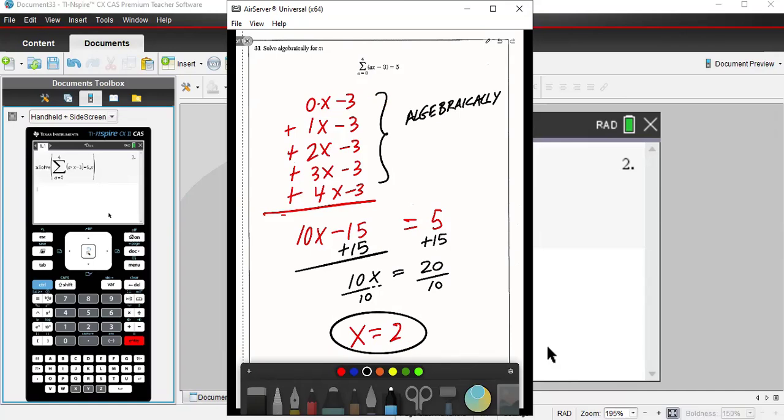So basically all I'm doing is wherever the A is, I replace it with 0 first, then 1, then 2, then 3, then 4. And then since this is a summation, we're going to be adding all of these together. And we got 10x minus 15, and that sum is equal to 5. And then you solve for x, and it's just a basic two-step equation, I guess. Yeah, it is two steps. All right, so that's it.